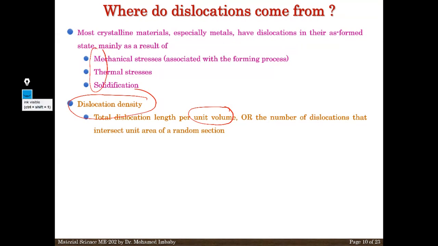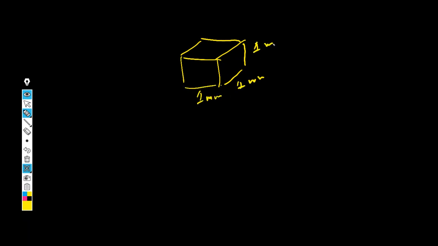Again, in order to understand this one, let me go back here. If I take, for example, a unit volume of the material, let me say 1 millimeter. Are you following, guys, or not? Yes. If I take this volume, for example, and count the number of dislocations there.